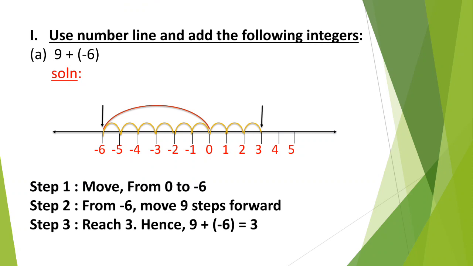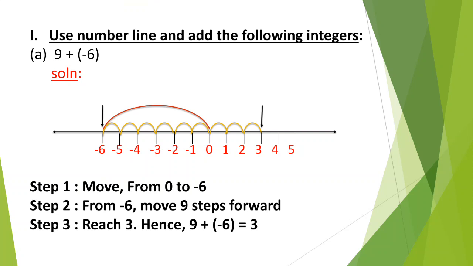After that, we have to add 9. Remember that when you have a positive integer, you have to move forward. If you have a negative integer, you have to come backward. Here you have 9 plus minus 6. First, move from 0 to minus 6. Second step, from minus 6, we have 9, a positive integer. So, we have to move forward.